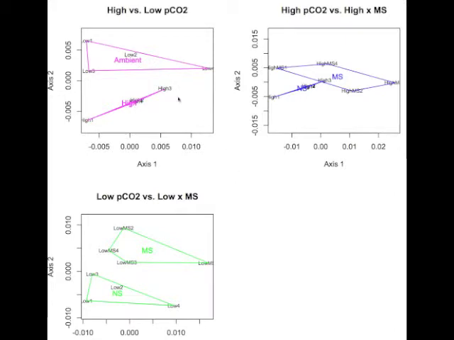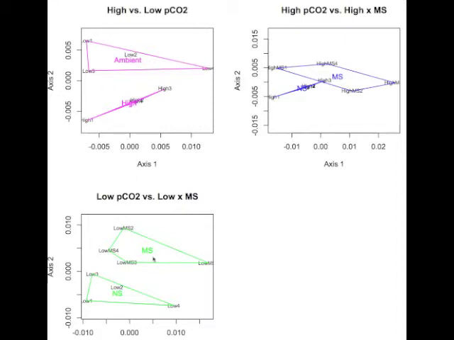And so in this first plot with the pink polygons up here on the left, this is just the high versus low PCO2, so no mechanical stress is involved here. And what we see is that there is an effect of CO2 on the proteomic response, where all of the oysters exposed to the high CO2 are grouped down here, and they're clustered more closely together than the oysters at the low CO2 up here. And so the proteins that are causing this difference would be the ones that are responsible for CO2 response.